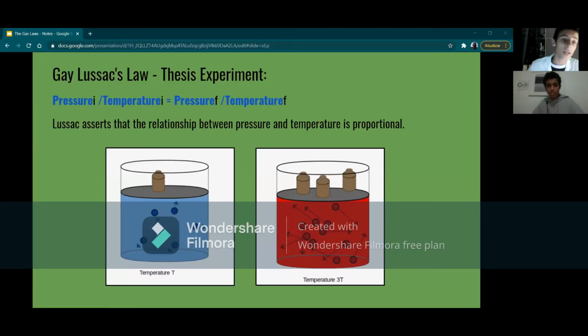Next up, we have Guy-Lussac's law, which asserts that the relationship between pressure and temperature is proportional. That means when pressure increases, so does temperature. When pressure decreases, so does temperature, assuming always that volume is constant. This also means they have a pattern of proportionality. We can see this in the images below. The blue one has lower temperature, therefore having slower particles, which means less pressure. The one at the right has a higher temperature, therefore faster moving particles and greater pressure.